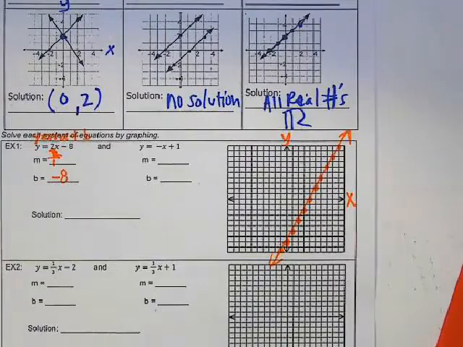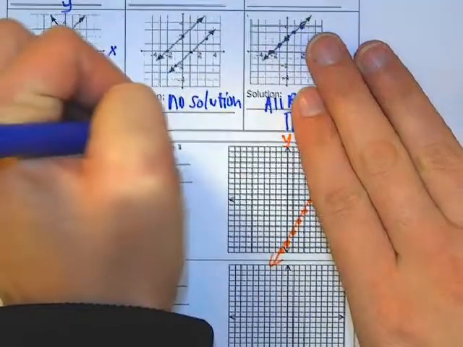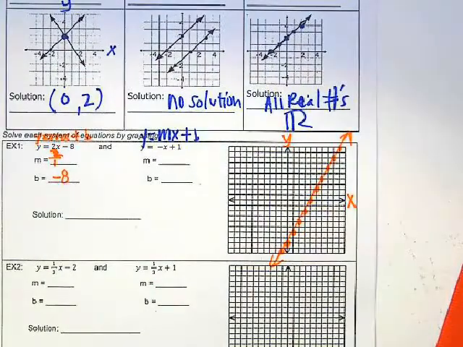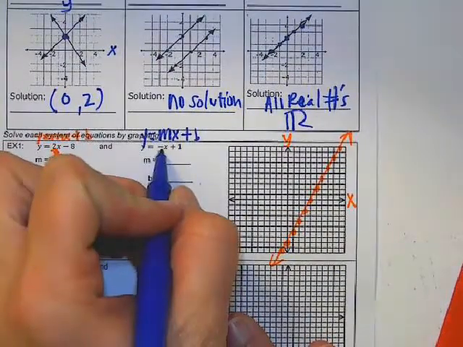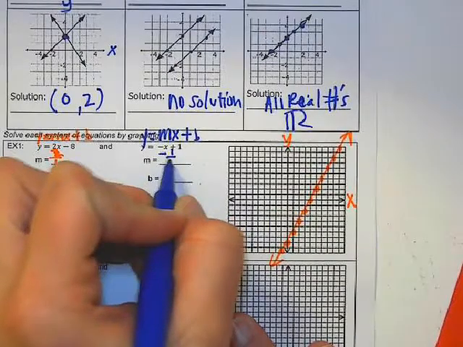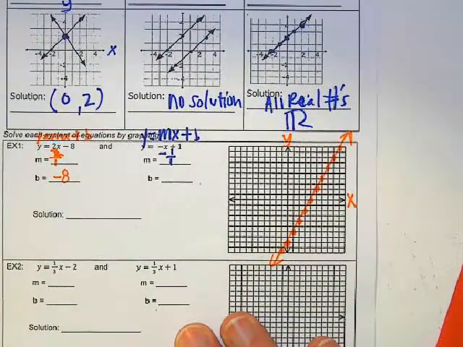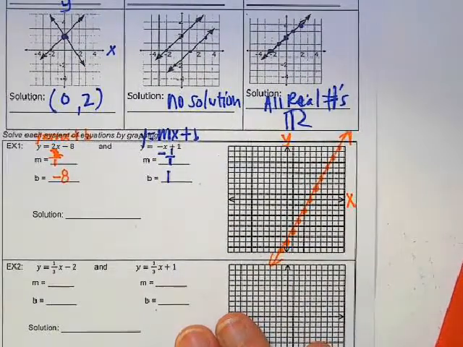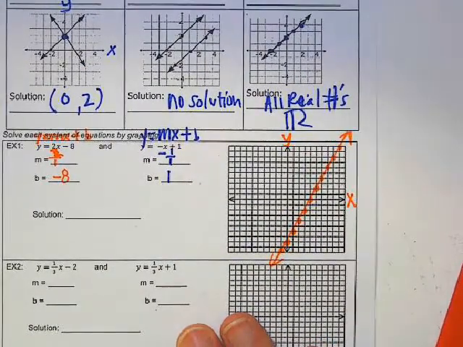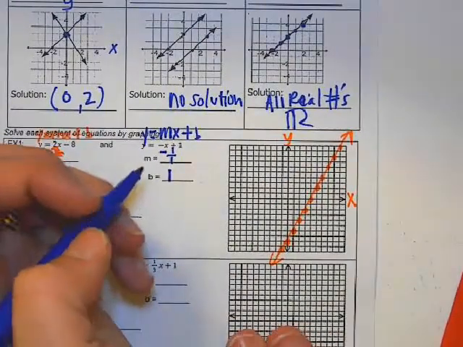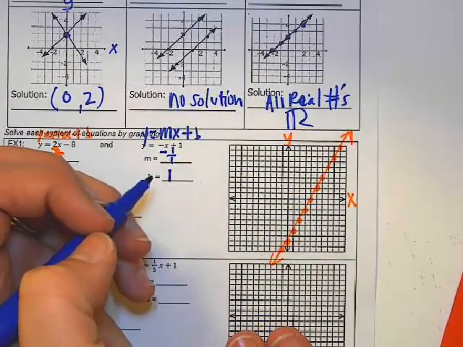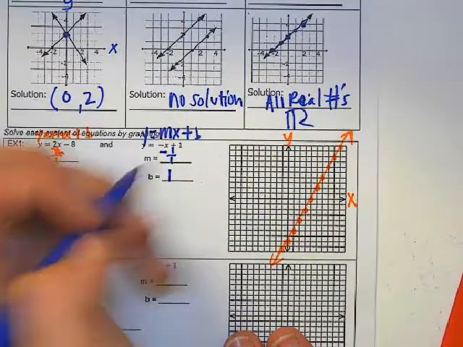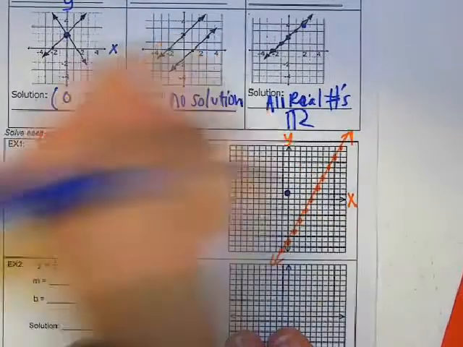Y equals mx plus b. I'm going to write that at the top. What's my m now? It's a -1 over 1. Good. What's my b? +1. Start with which one? B. B stands for y-intercept. So I'm going to go to my y-axis and put a dot on +1.